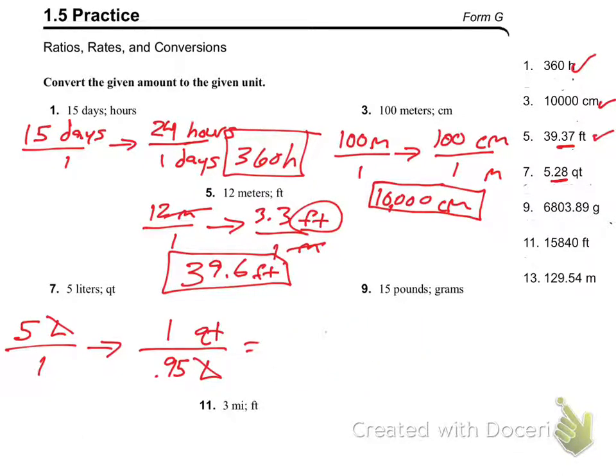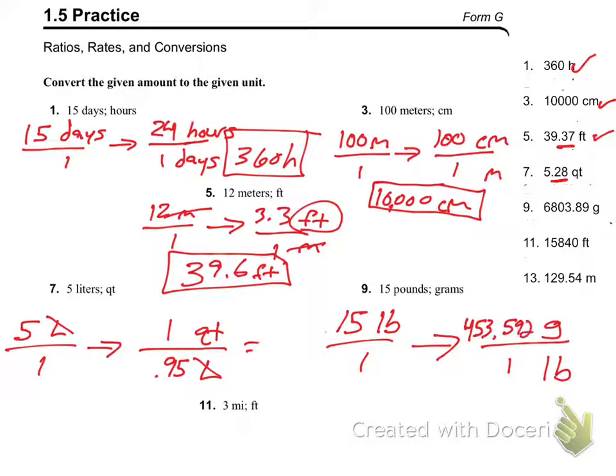Number 9 here, 15 pounds to grams. So I have 15 pounds over 1. I want to make that into grams. The pounds will be on the bottom. How many grams are in a pound? I can look that up on my computer. Grams per pound. 1 pound is equal to 453.592.